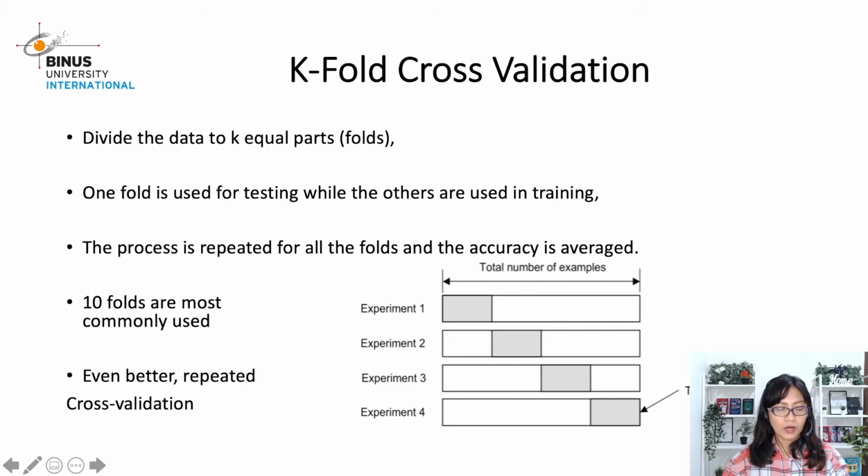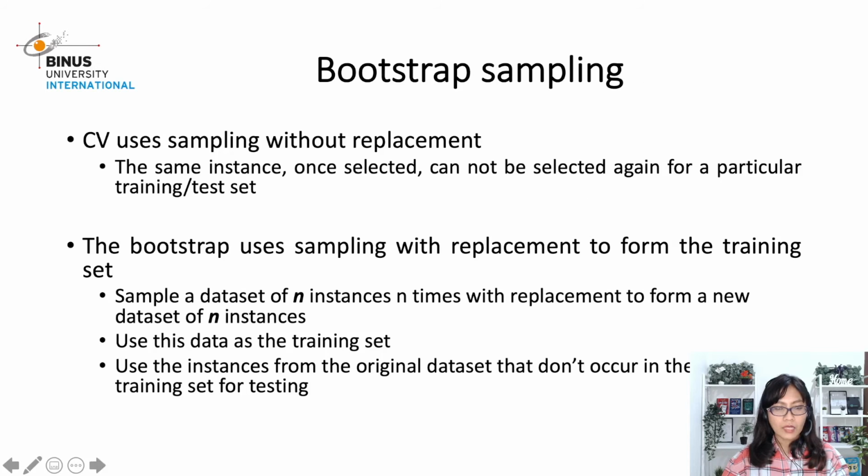But with Bootstrap, we use sampling with replacement to form the training set. Sample a dataset of n instances n times with replacement to form a new dataset of n instances. Use this data as a training set, and then use the instances from the original dataset that don't occur in the new training set for testing. So it is similar to cross-validation but with replacement.